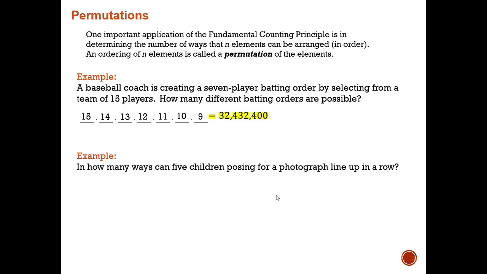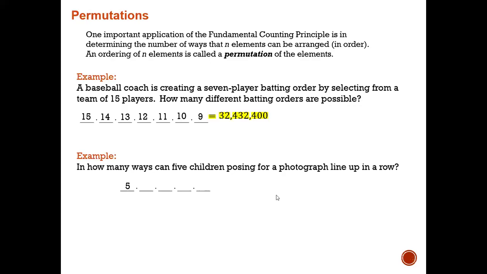You want to pick 5 children to pose for a photograph. How many ways can 5 children posing for a photograph line up? The idea is the same. Here are the 5 slots for the 5 children. If you want them in a line, that means order matters, and if it's a photo, the order matters. You maybe want the tallest to the smallest. It's going to look different if it's arranged differently.